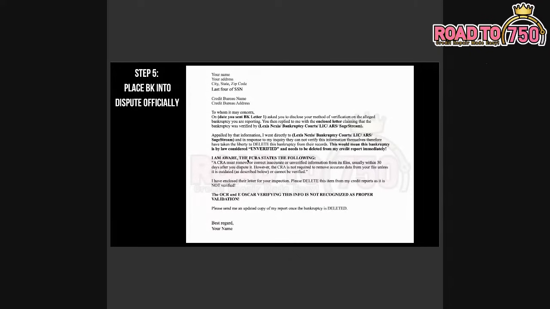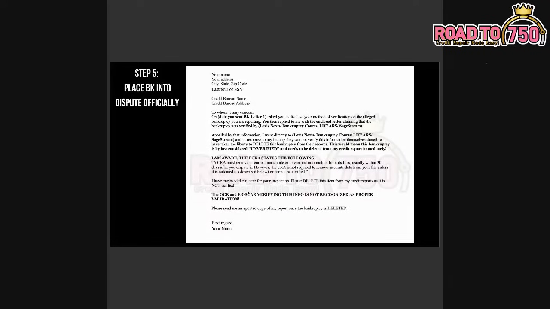I am aware the FCRA states the following: a CRA must remove or correct inaccurate or unverified information from its files, usually within 30 days after you dispute it. However, the CRA is not required to remove accurate data from your file unless it is outdated, as described below, or cannot be verified. So that's a copy and paste directly out of the FCRA laws, by the way. And that's in parentheses and written like that for a reason.